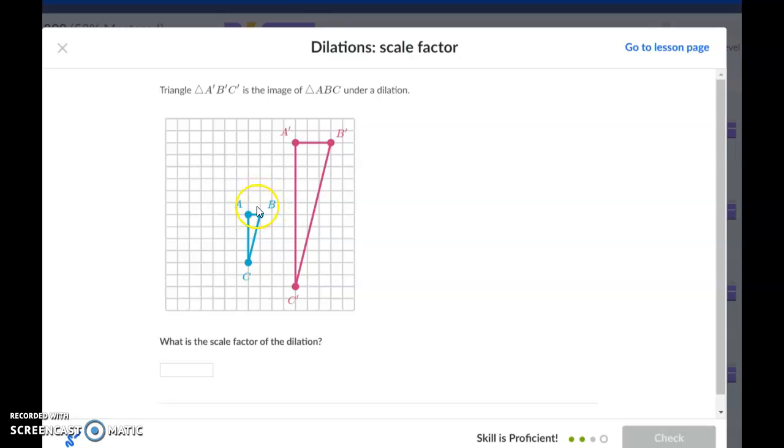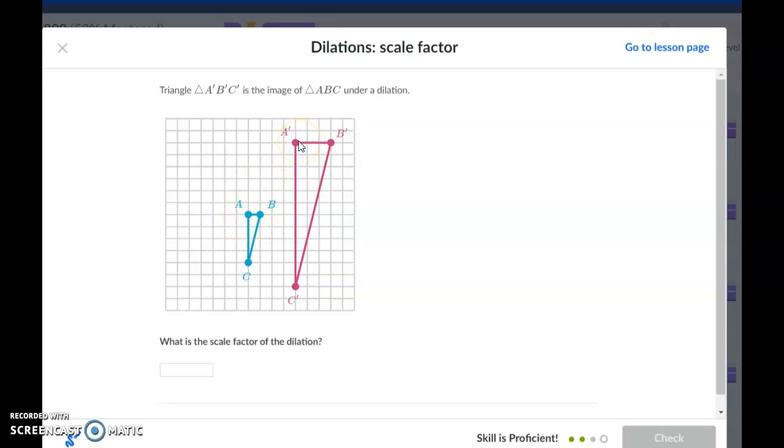You always want to choose one of the sides that is either going straight up and down vertically or straight across horizontally. Don't use one of the sides that are slanted, because we don't get an accurate count there. Okay, so from A to B, it's 1.